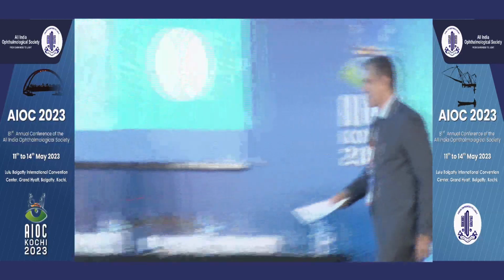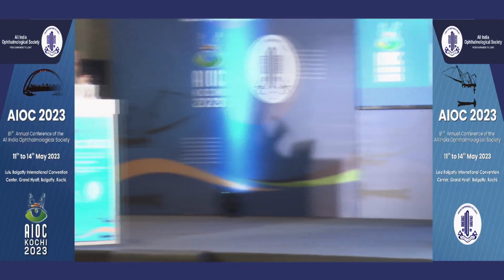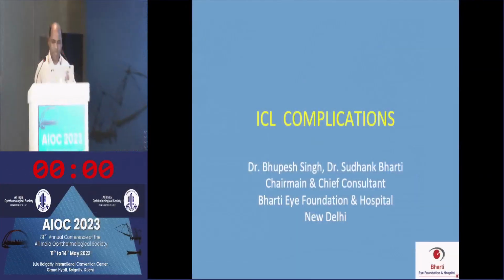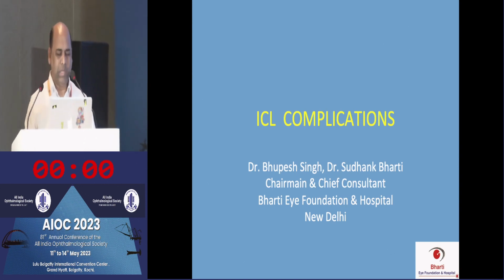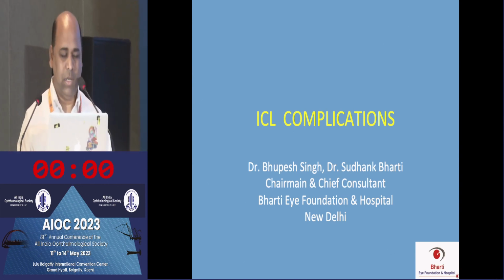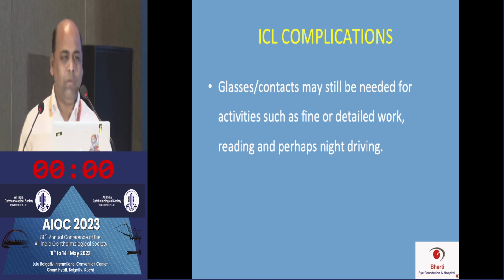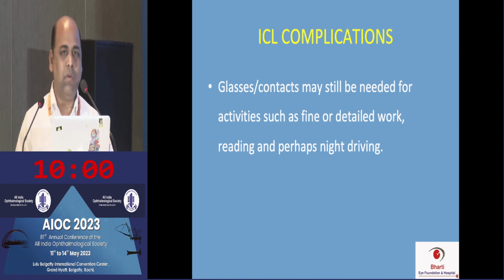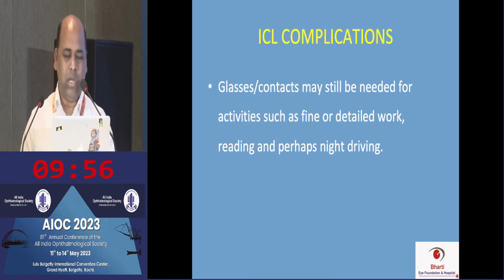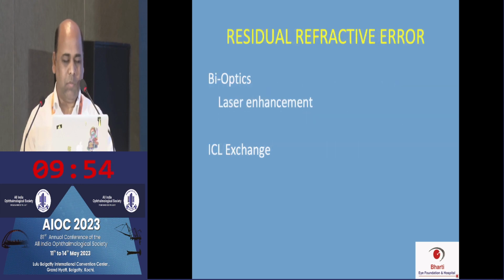I think you have covered almost all the complications and wonderfully managed them. So I'll be just enumerating some more complications of ICL. First thing is that after ICL, you may need glasses for near if you're above 40, or if there is undercorrection, then you need glasses for distance also.